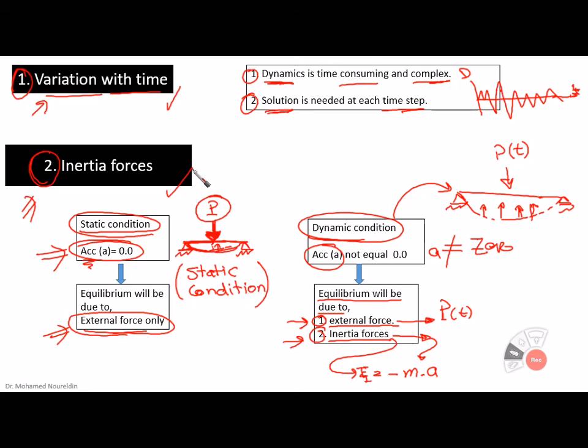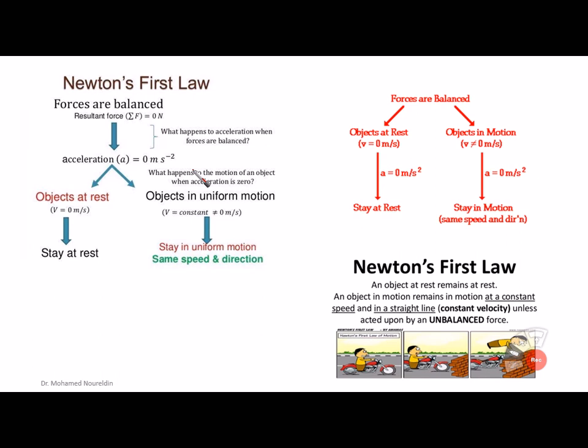Now let's go and have an exposure to the meaning of Newton's first law and Newton's second law. In short, Newton's first law says that an object at rest remains at rest. An object in motion remains in motion at a constant speed and in a straight line, constant velocity, unless acted upon by an unbalanced force.